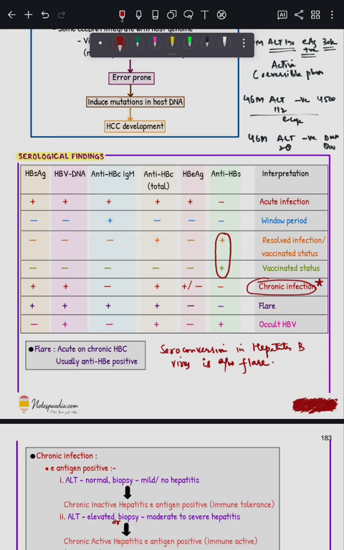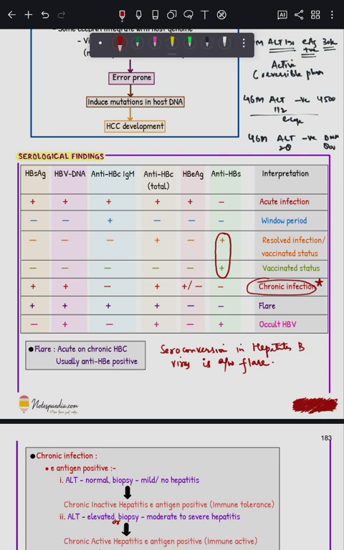So if a patient is in acute infection, obviously he will have HBsAg positive, HBV DNA will be positive, and acute infection means anti-HBc IgM will be positive. There will be replication going on, but anti-HBs will be negative because there is no seroconversion yet. So if a patient comes to you with sudden jaundice and ALT much elevated, think acute HBV.